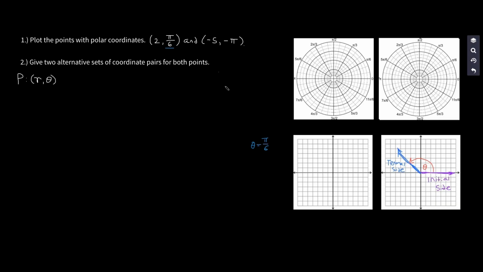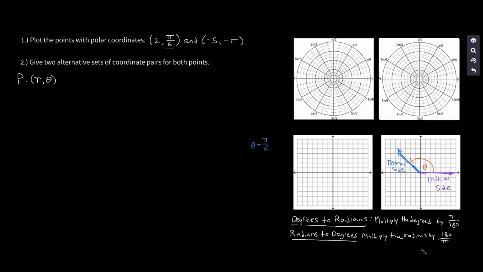One thing we might want to note is that this is calculus, so we're really working in terms of radians, but if we wanted to take into account our conversion formulas, we could. If we want to go from degrees to radians, we multiply the degrees by pi over 180. If we want to go from radians to degrees, we multiply the radians by 180 over pi.